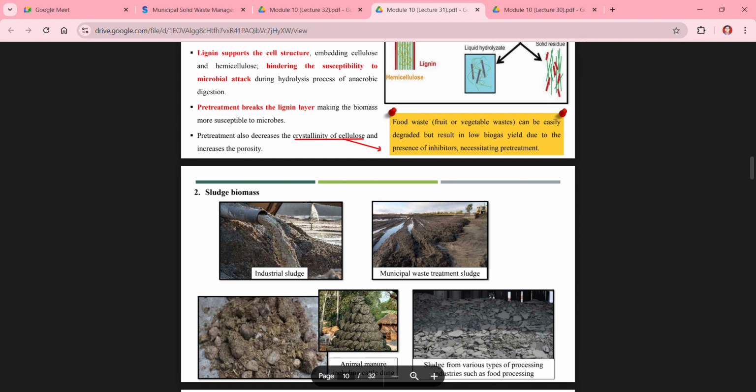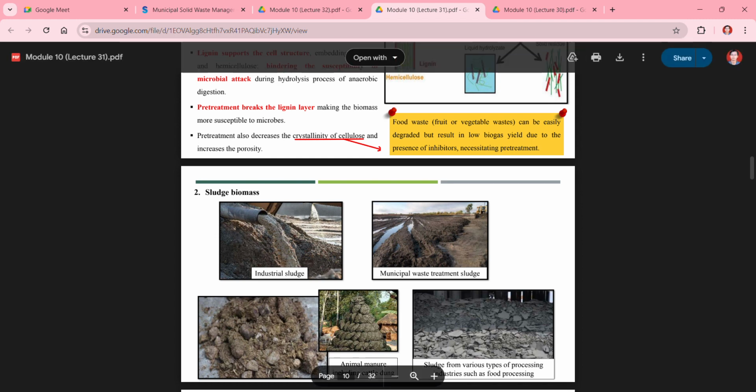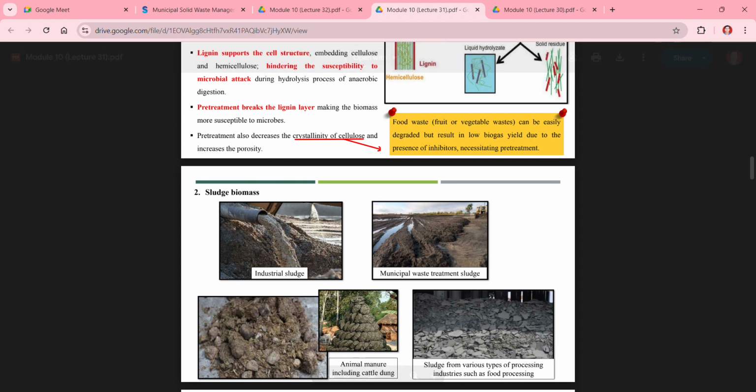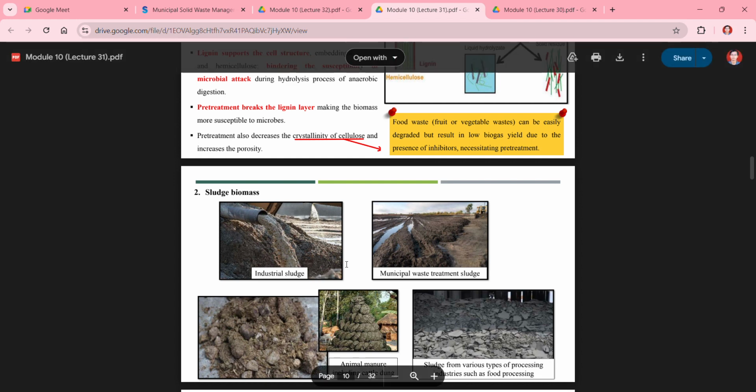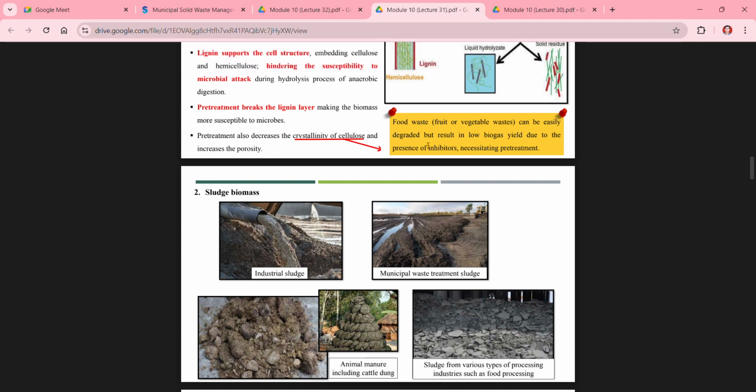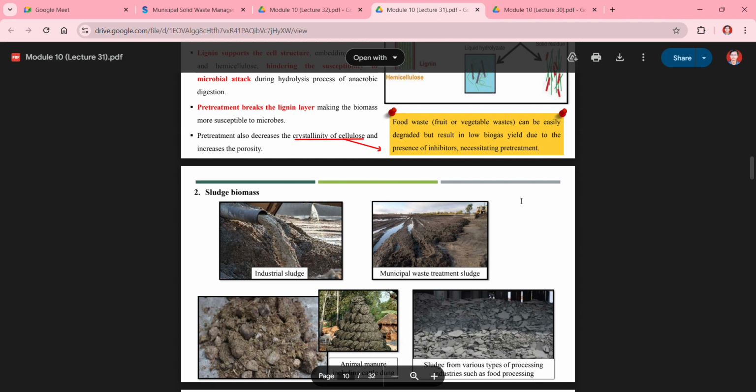Pre-treatment also decreases the crystallinity of the cellulose and increases the porosity. So due to this increased porosity, the microbial action will become much higher. Food waste can be easily degraded but results in low biogas yield due to the presence of inhibitors, which necessitate the pre-treatment process.